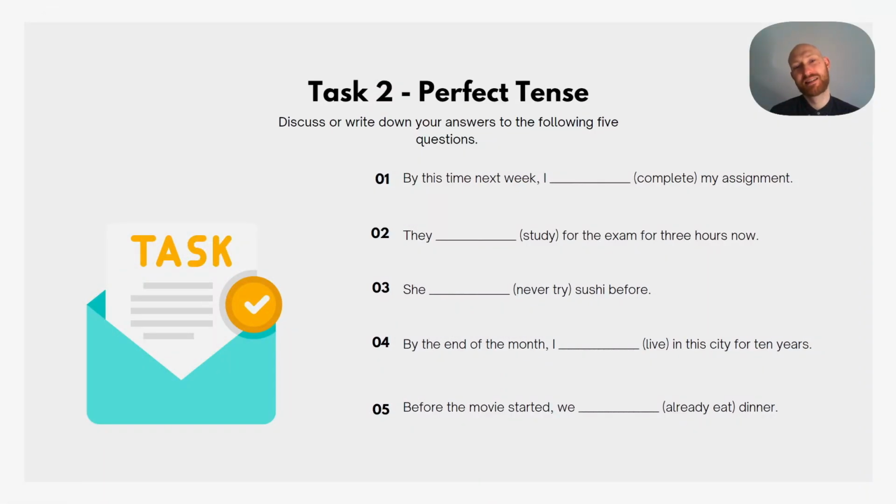Welcome back. How did you do with task number 2? Let's go through a few examples now.